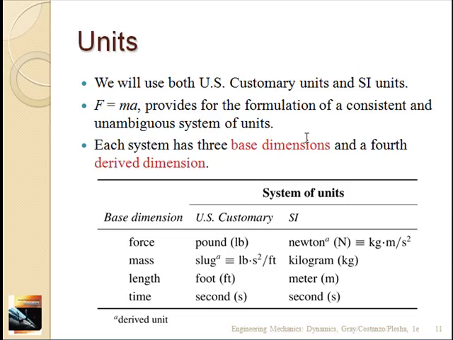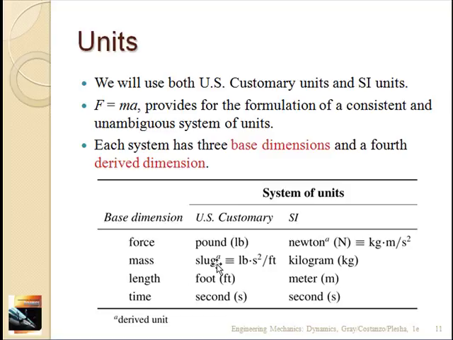A little bit about units. Okay, there's two main sets of units we'll use in the class. One is the US or British set of units, and one is the SI units. Okay, for forces, the US is pounds and the SI is newtons. Okay, and a newton is a kilogram meter per second squared. Kilogram times a meter per second squared, right? A mass times acceleration, essentially.